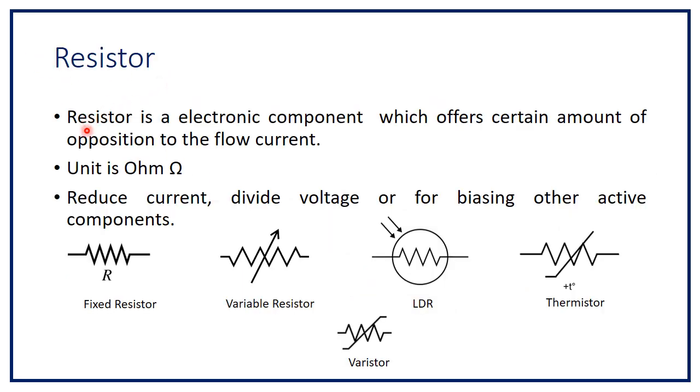Resistor. Resistor is an electronic component which offers a certain amount of opposition to the flow of current. So we can say resistor is a two-terminal passive component which offers a certain amount of opposition to the flow of current. Basically, resistance, or resistor value, is measured in ohm. We can also measure it in kilo ohm. Resistor is basically used for reducing current. It can also be used for dividing voltage, or for biasing the active components.